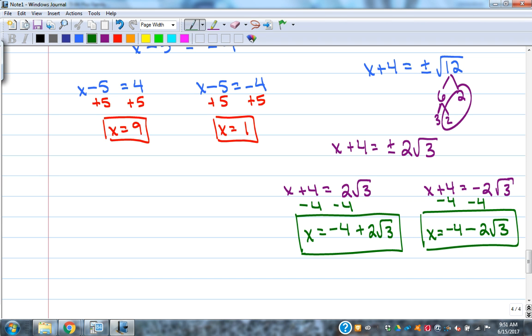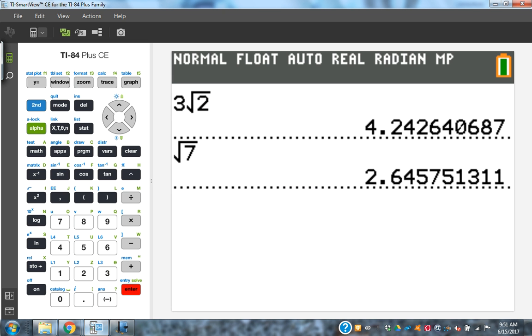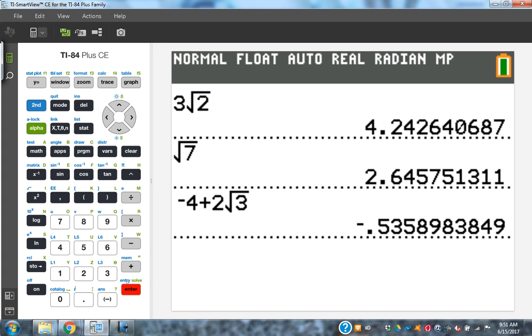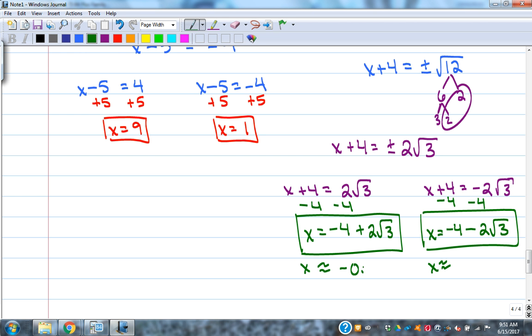There's not an i in that, so that means I need to get a decimal equivalent. I want to just use my calculator to get a decimal approximation for each of those. And I use the squiggly equal sign to mean approximation. We're going to round it to 3 decimal places. So I'm just going to go negative 4 plus 2 square root 3. Negative 0.536. And so there's the decimal approximation that goes with negative 4 plus 2 square root of 3.